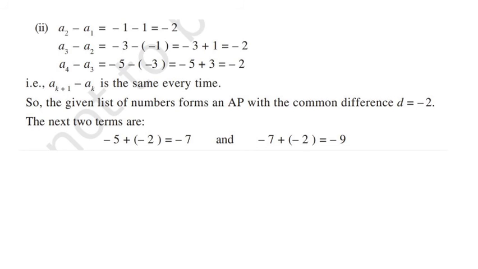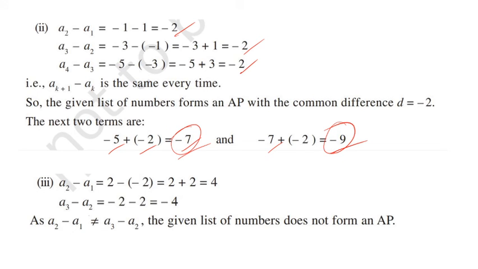Now the second example, again if you see here, the common difference of each number is -2, so we can assume that this particular example is an arithmetic progression. Again, if we want the next two terms, simply add -2 to the last term, you will get -7. Now this will become the last term, add -2 to it, you will get -9. These two are the next two terms.